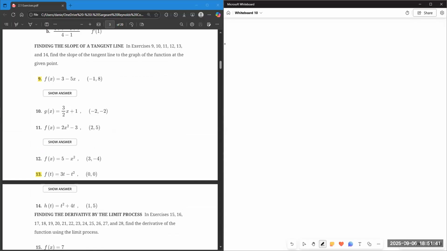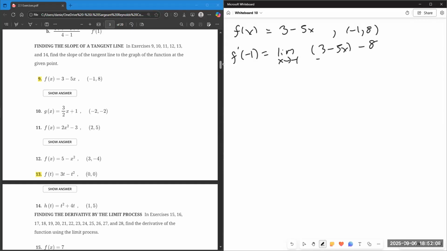Let's go ahead and find the slope of the tangent line for f of x is equal to 3 minus 5x at the point (-1, 8), and since they gave us the point, let's go ahead and find f prime at -1 using the limit as x goes to -1 of f of x minus f of c over x minus c.